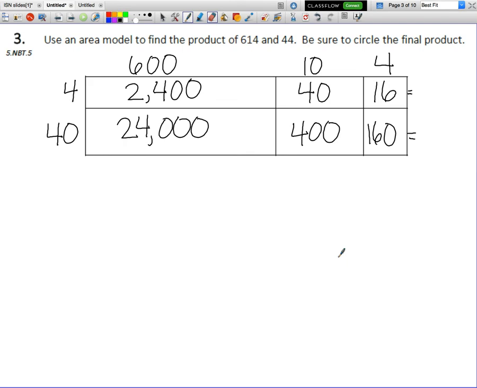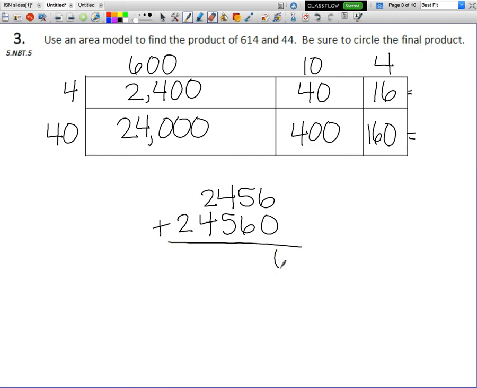And now we find our partial products. I don't have a lot of room over here, so I'm going to write it down here. 2,400 plus 40 plus 16 is 2,456. 24,000 plus 400 plus 160 is 24,560. And now we add. I have 6, 11, 10, 7, and 2. So that leaves me with 27,016.